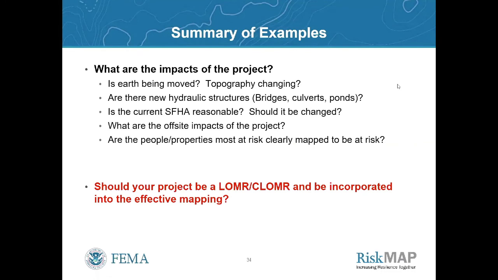So let's go over a summary of these examples. What are the impacts of your project? Is the resiliency you're providing moving earth or changing the topography? Are there new hydraulic structures, bridges, culverts, ponds, sewer systems that are being implemented to try to move floodwater? Is the current special flood hazard area reasonable? Is it showing accurate hazards? Should it be changed? What are the off-site impacts of the project? Are the people and properties most at risk clearly mapped to be at risk?